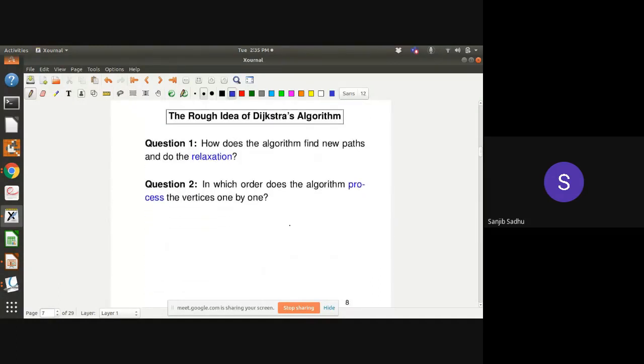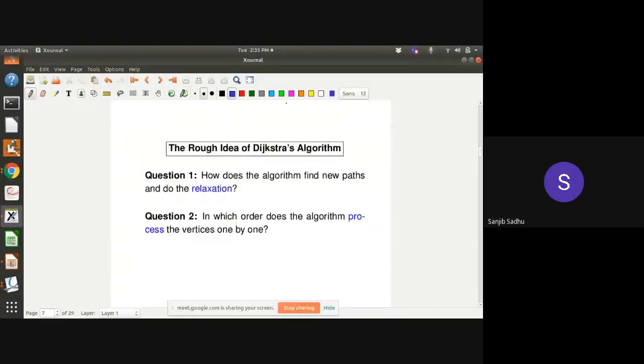Now there are some questions. How does the algorithm find the new path and how do we relax? Similarly, in which order does the algorithm process the vertices one by one? That will be discussed in the algorithm. See, the first question: how does the algorithm find the new path and do the relaxation.